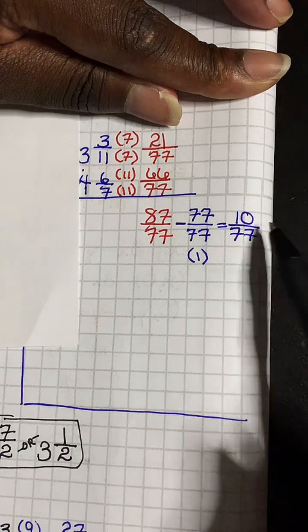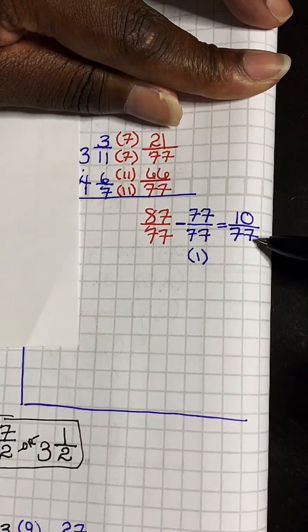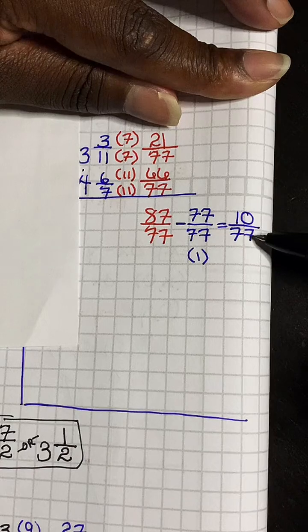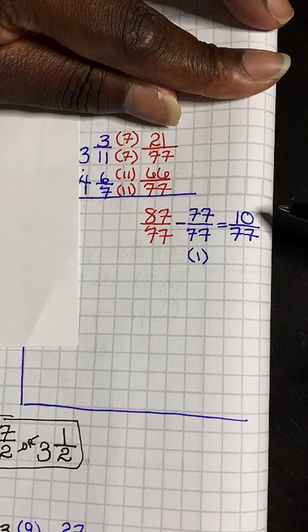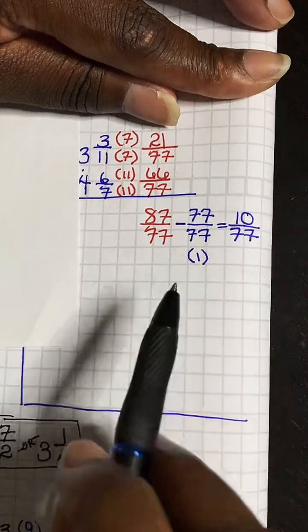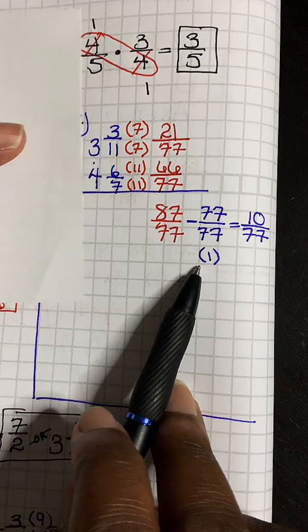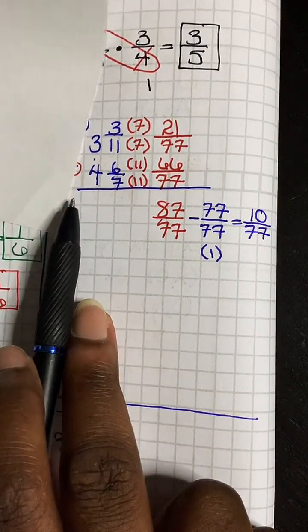Okay. So now 10 77ths, that's perfectly fine. Because the only thing that 10 and 77 have in common is 1. Okay? 10's even, 77 is odd. Majority of the time they're going to have 1 in common. But now we took care of the fraction world. Now we've got to worry about the whole number world.